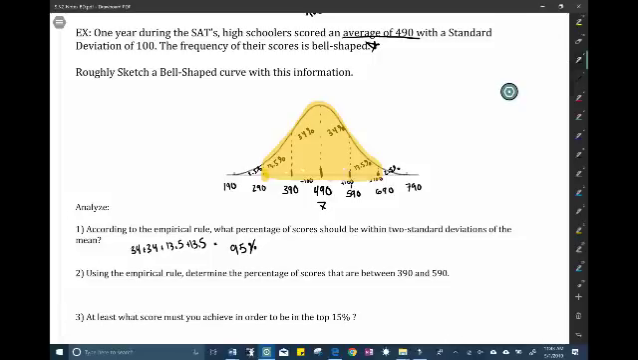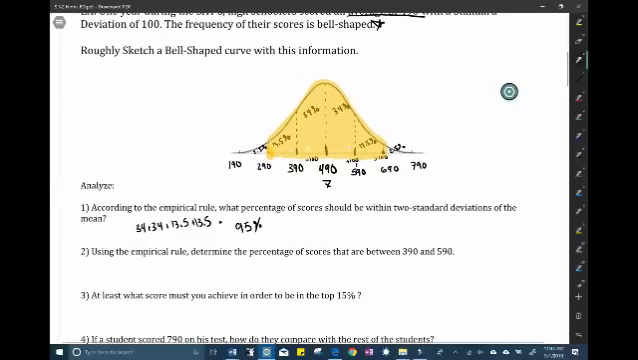Determine the percentage of scores that are between 390 and 590. Well, this is just identifying from our table here, from our rule. So from 390 to 590 are 34 and 34. So just 34 plus 34, that is 68%.